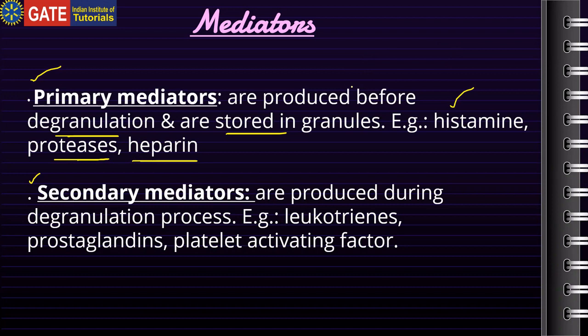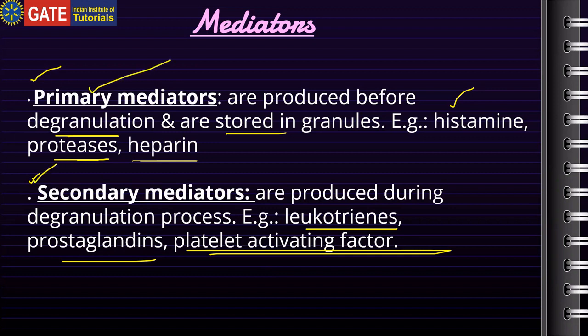Then what are the secondary mediators? They are not produced before the degranulation. Whenever the process of degranulation is occurring, whenever IgE is cross-linked with the allergen and the granules are ready to break, only during that particular time, friends, the secondary mediators are going to get activated. Examples are leukotrienes, prostaglandins, PAF, platelet activated factor, which are involved in the activation of the platelets. So secondary mediators are produced during degranulation, primary mediators are produced before degranulation. Keep that point in your mind.